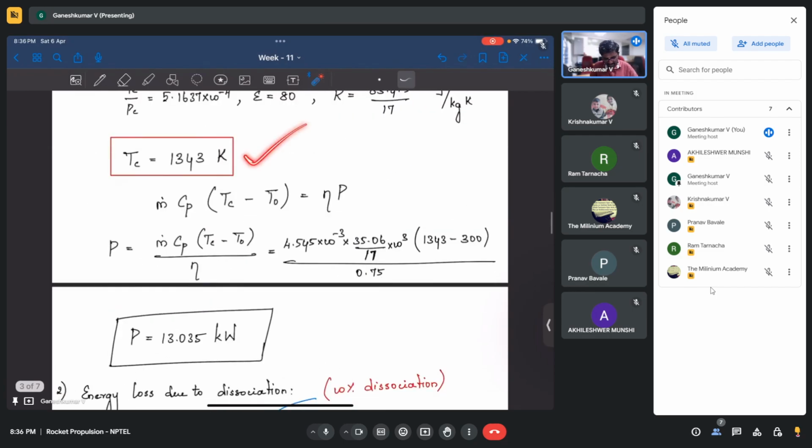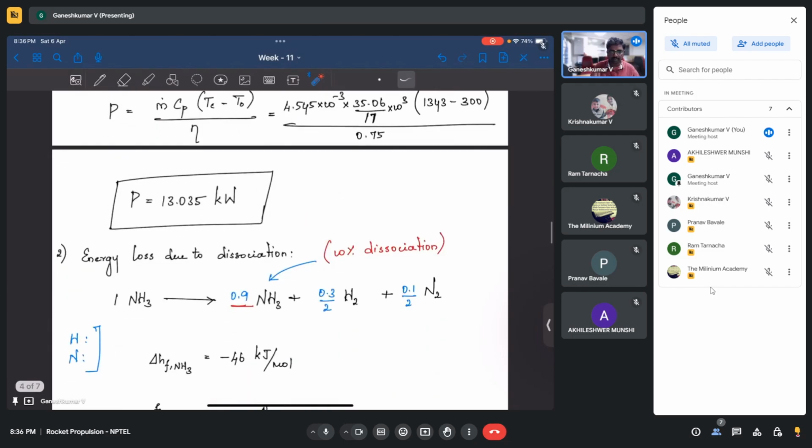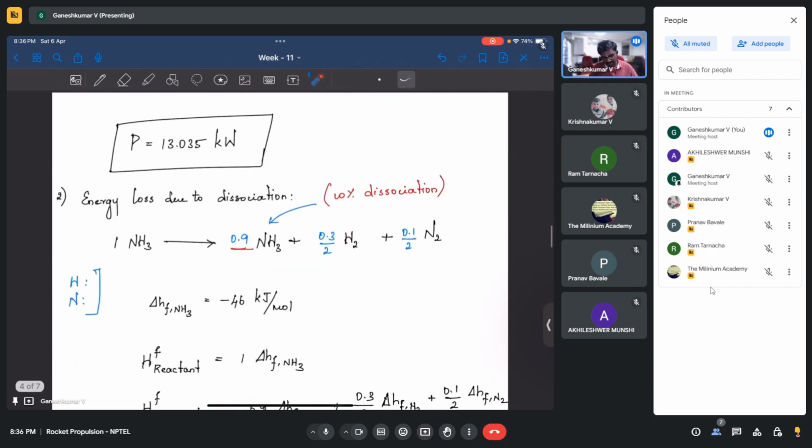So once we get the temperature, we can find the amount of power required to heat the ammonia gas. And then what we said is, let's say we have this much ammonia gas at a certain temperature, and there can be dissociation happening, right? It's a higher temperature, so we would expect dissociation to happen.